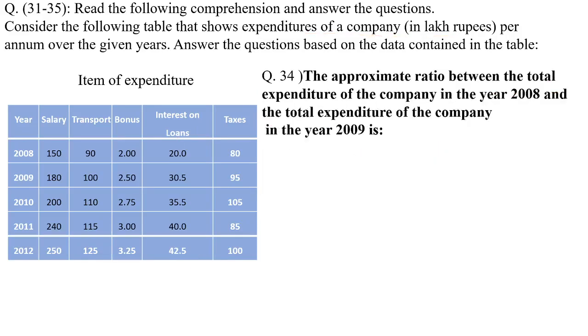Next question. The next question says the approximate ratio between the total expenditure of the company in the year 2008 and the total expenditure of the company in 2009. So we will see the 2008 value and 2009 value. Here 2008 and 2009. Total expenditure of the company, correct?